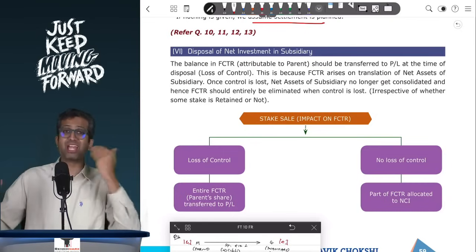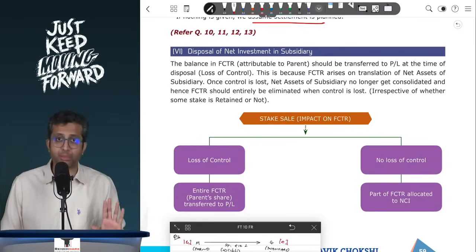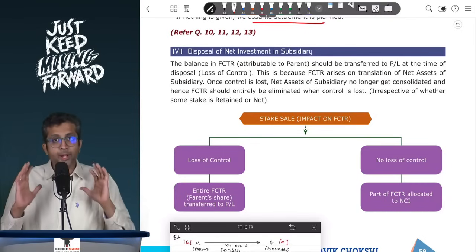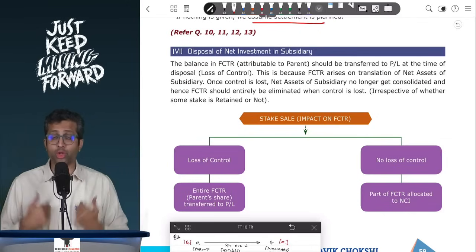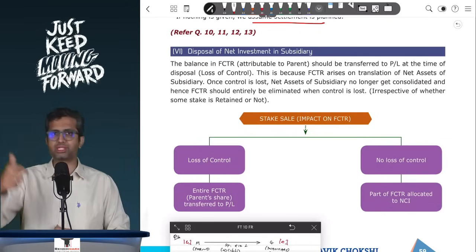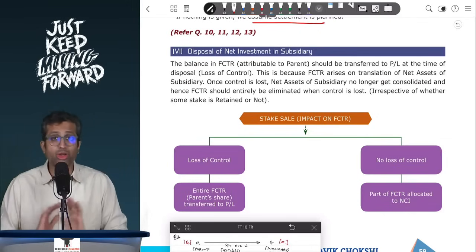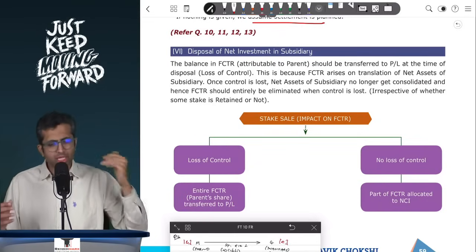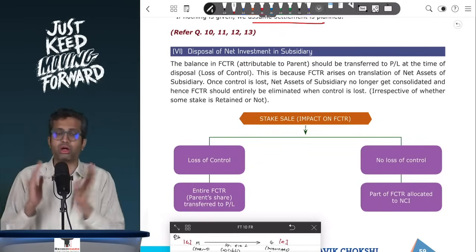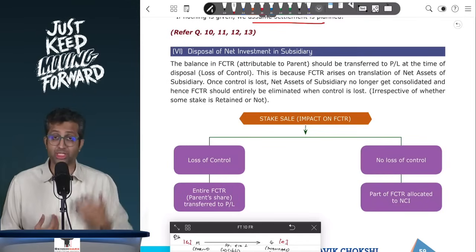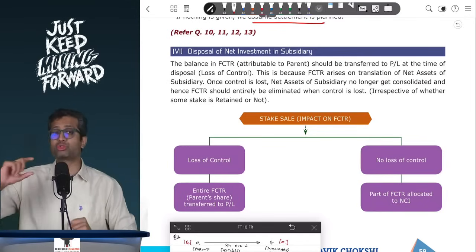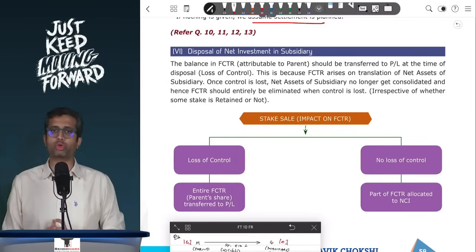I have 80%, I sell 20%, so 60% still remains. In which case, over here, my assets and liabilities are still consolidated. However, 20% of that is attributable to the NCI, and hence you will not transfer the entire FCTR. In fact, you will just readjust and say that earlier out of the FCTR we had an 80% stake, now we have a 60% stake, and hence 20% of the FCTR will now be attributable to the NCI.